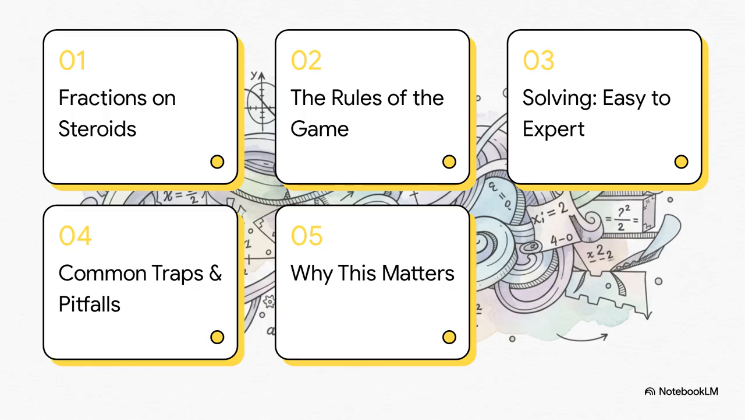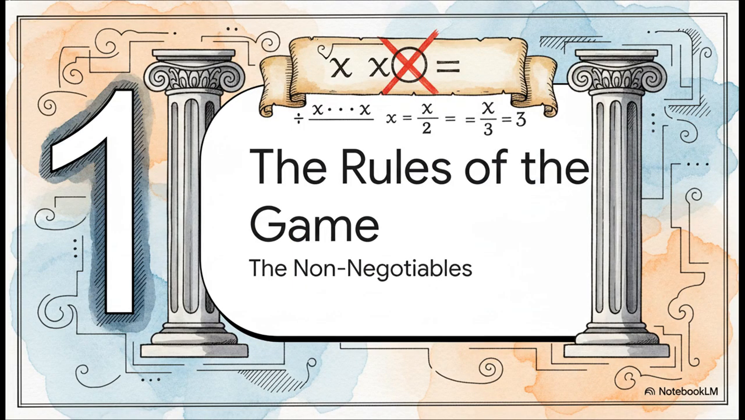So here's our game plan. First, we'll go over the all-important rules of the game. Then we're going to solve a few problems, working our way from easy to expert. After that, we'll talk about the common traps to watch out for. And finally, we'll get into why any of this actually matters in the real world. Let's do it.